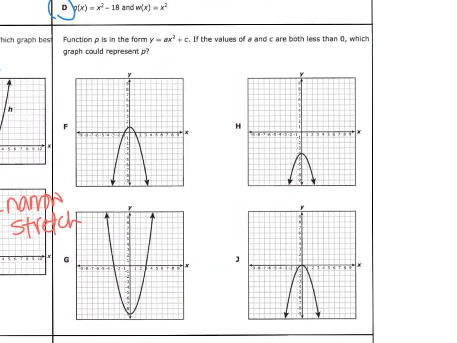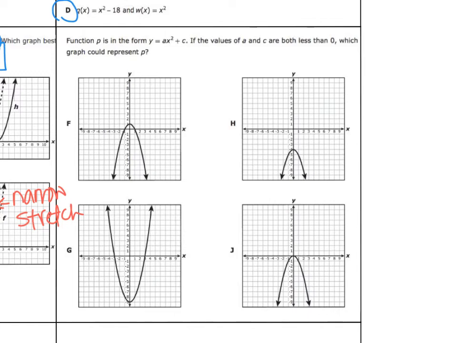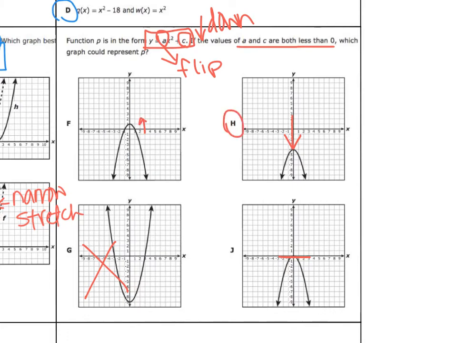Our next question, function p is in the form y equals ax squared plus c. If the values of a and c are both less than 0, which could represent p? Now remember, if a is less than 0, that means it's negative, so our graph would have to flip. That means we can eliminate g because that one is right side up. If c is negative, that means it moves down. So h moves down from the original function, j stayed the same, and f went up. So h must be our answer.